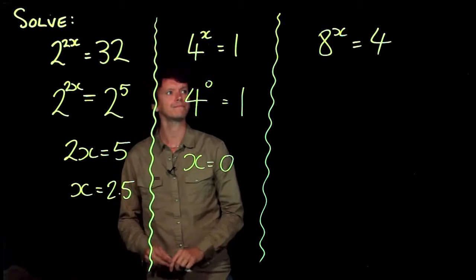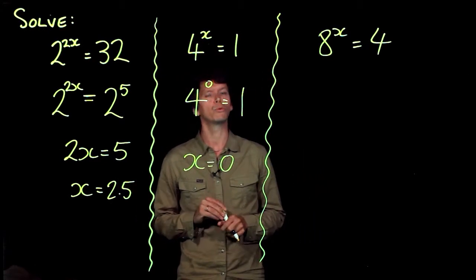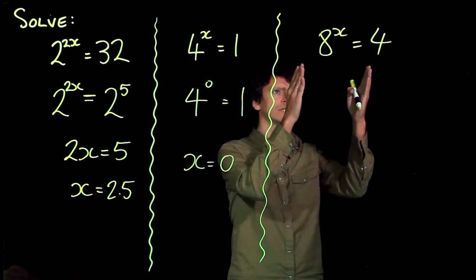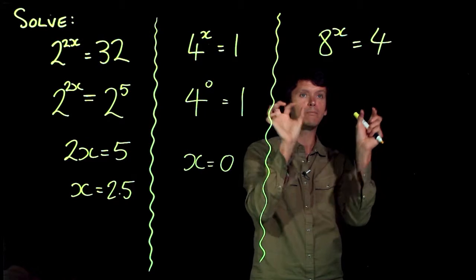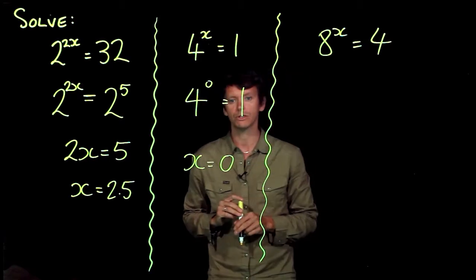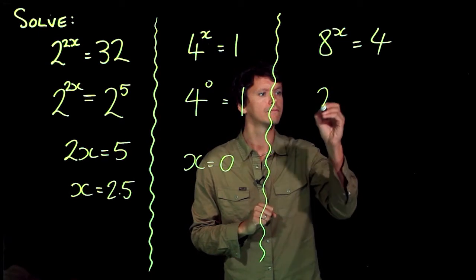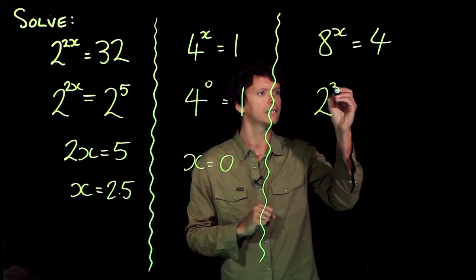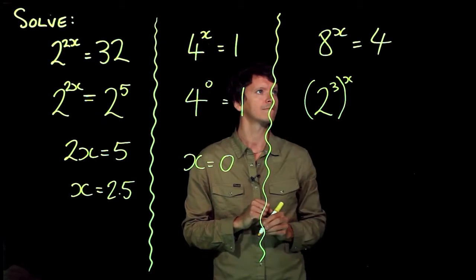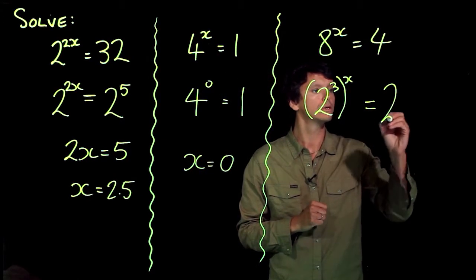Okay, finally, looking at this last example, we're going to use a similar approach to the first one. We need to get both sides of this equation into a form where they're both in the same base. So again, we need to recognise that both of these numbers are powers of 2. 8 is 2 cubed. So we'll rewrite the left-hand side as 2 cubed, 8, all to the power of x, and that equals 4. 4, of course, is 2 squared.